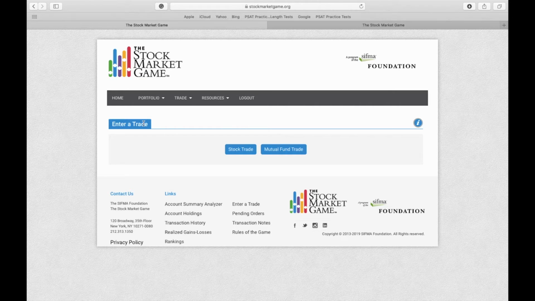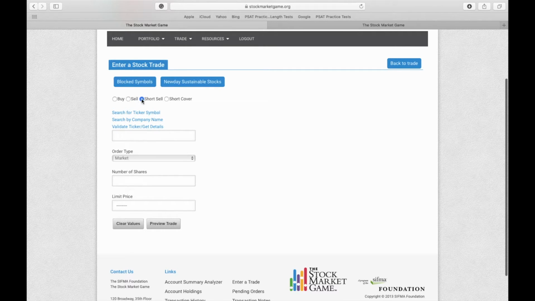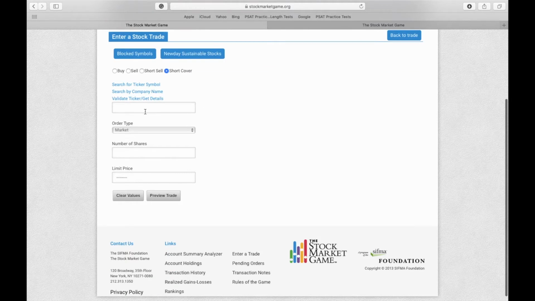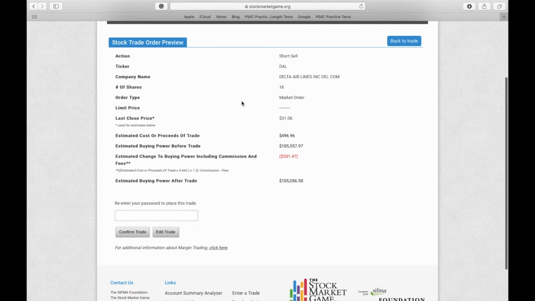So now we're going to explore different variations of the stock trade. So you just click back on the stock trade and we can sell, or short cover. What I'm going to do is actually short sell. So now I'm going to short sell Delta Airlines. The ticker for that will be DAL, and then I can put in the number of shares, which is just say 16 for example. You can preview the trade. It looks pretty similar to when we bought the stock, except for the fact that we are shorting the stock as opposed to buying it.